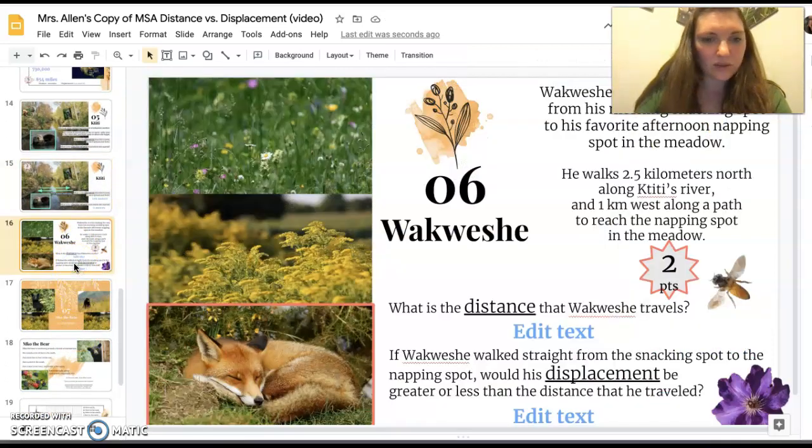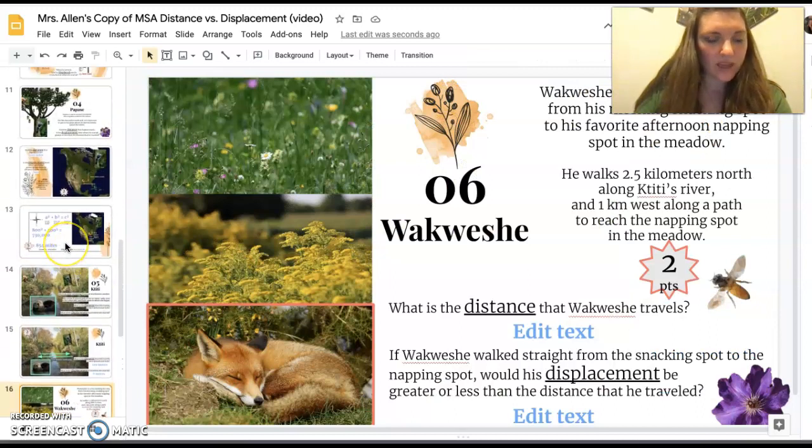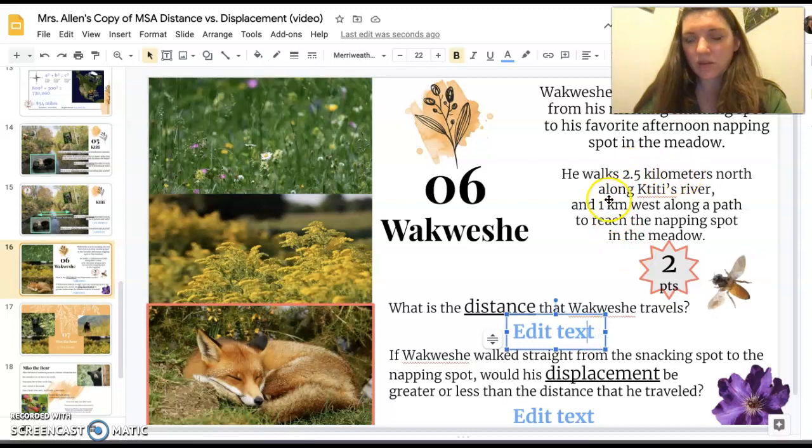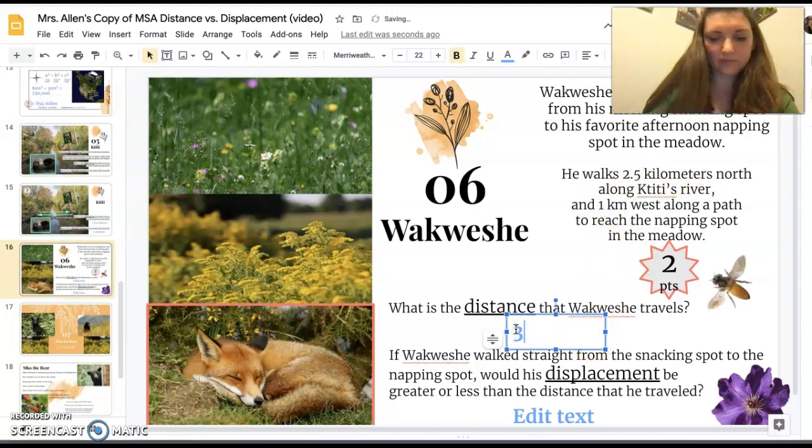Okay, so then we have this fox. Waukesha, the fox, is walking 2.5 kilometers north and then 1 kilometer west to reach the napping spot in the meadow. So the distance is going to be 2.5 kilometers plus 1 kilometer. So that's going to be 3.5 kilometers.